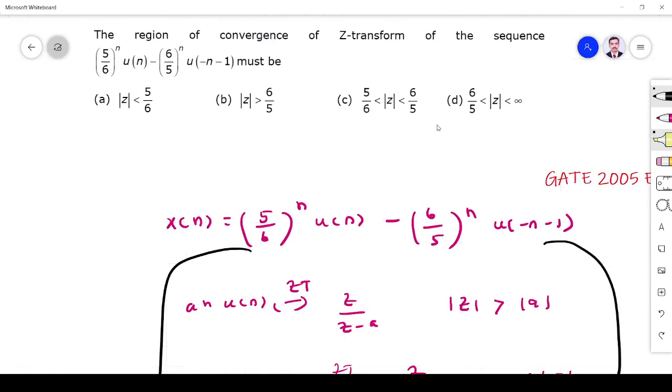Let us see. Greater than 5 by 6, less than 6 by 5. So option C is the right answer. Thank you.